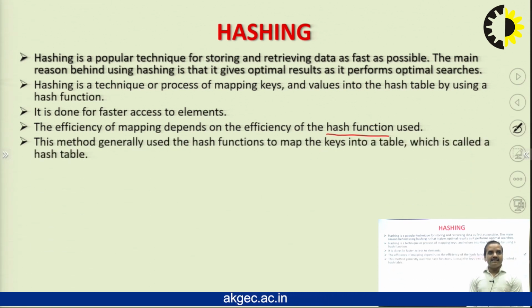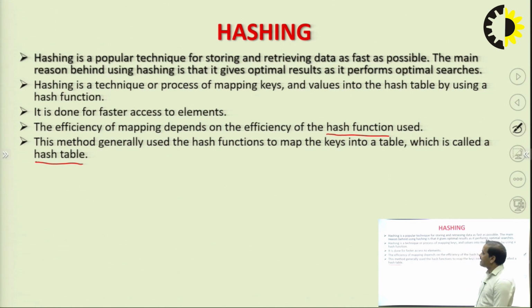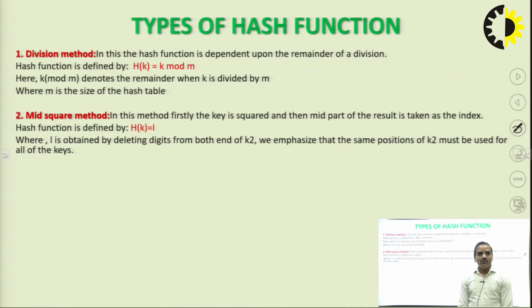The next point is this method generally uses the hash function to map the key into a table which is called a hash table. This is the most important point. We map or retrieve the data according to the hash table. Now, types of hash function. There are three types of hash function.